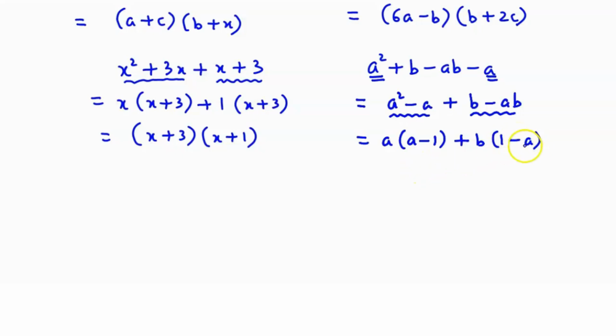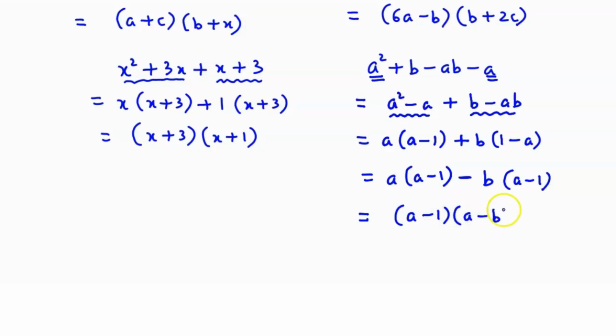However, 1 − a could be changed to a − 1, right? So we have a into (a − 1). Now if we change 1 − a into a − 1, we have to change the sign over here. So the plus sign becomes minus. So please see this step very carefully. 1 − a, if you write it as a − 1, then you have to take the negative sign outside. So now we have the factors (a − 1). That's the first factor. And the second factor is (a − b).